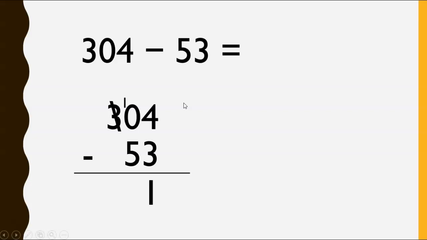And then we need to cross out this 3, and we're going to change that 3 into a 2. So what is 10 minus 5? 5. And all we have to do here is bring down the 2. So our answer is 251.